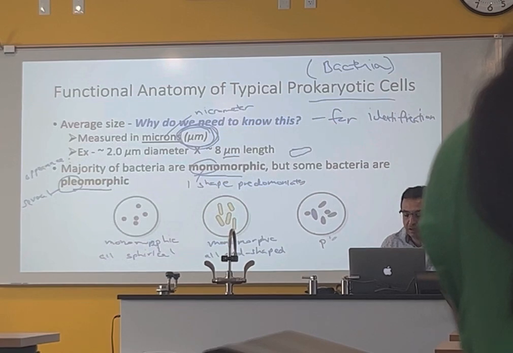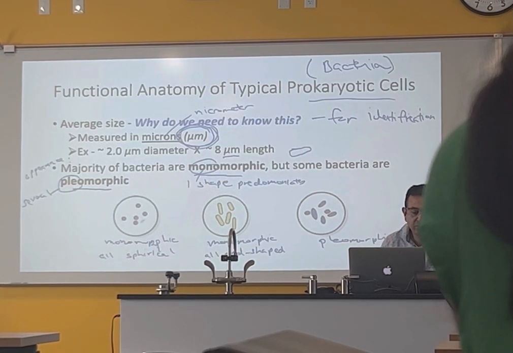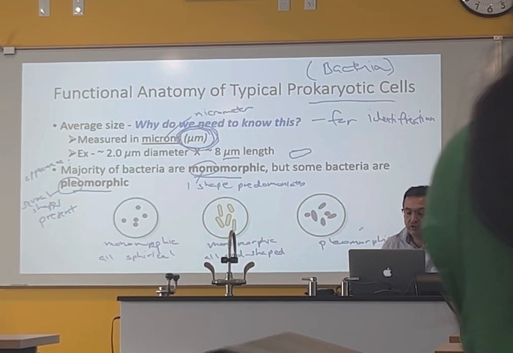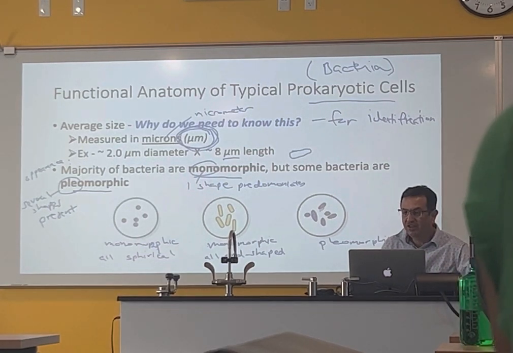The third one is a little different. This one is now pleomorphic, because here we have several shapes present or exist. Pleo means several. And you do. If you look at this, there's variety here. They're kind of all elongated, but they're different looking, right?